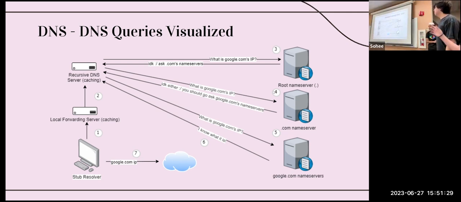I think, to be more specific about what you're asking, the reason it goes from the .com name server to google.com's name server, rather than from .com straight to google.com, is because it knows the name server's IP, right? It knows the server's IP, but it doesn't know google.com's IP. So that's the difference.